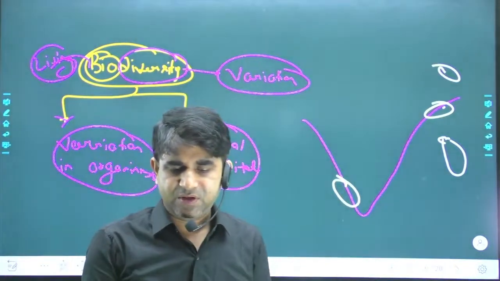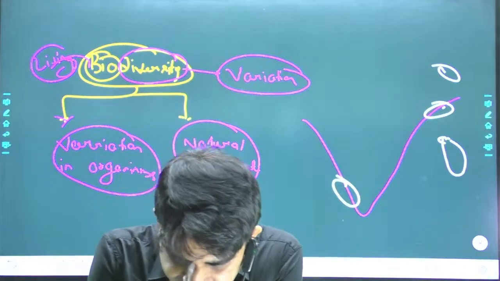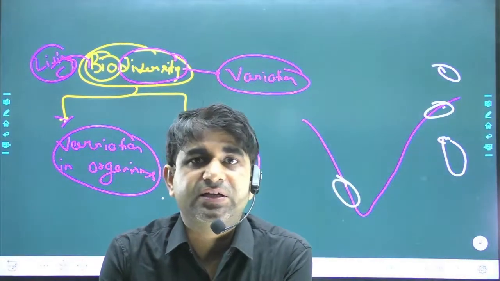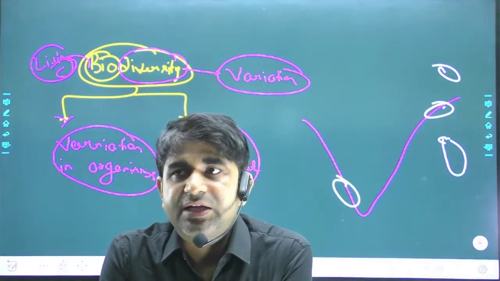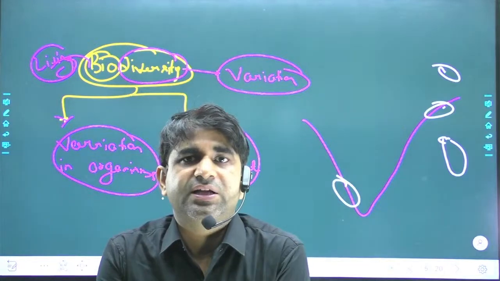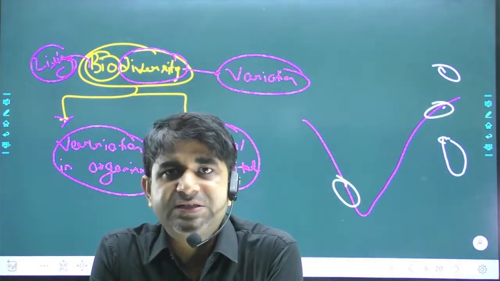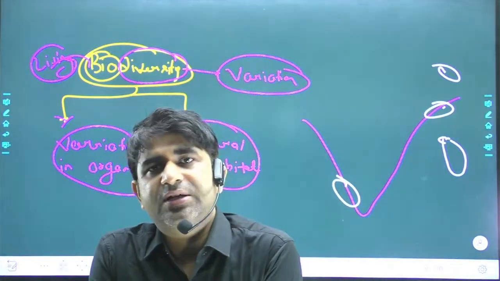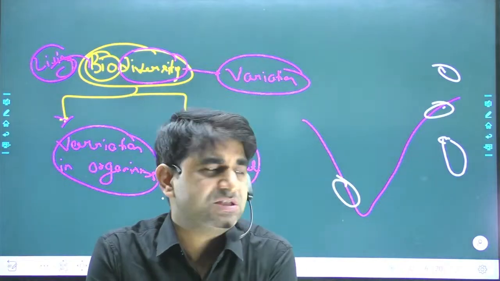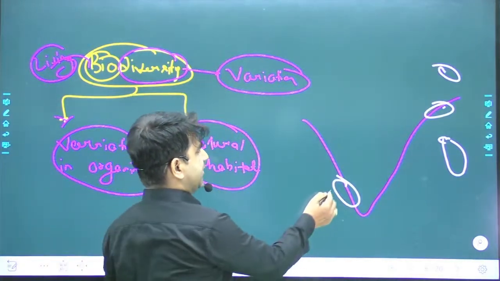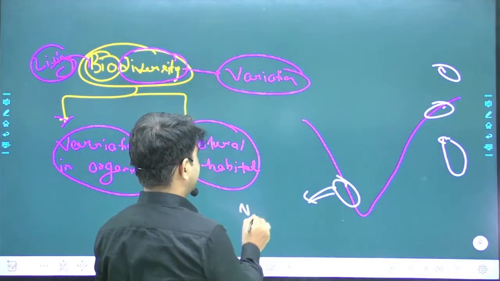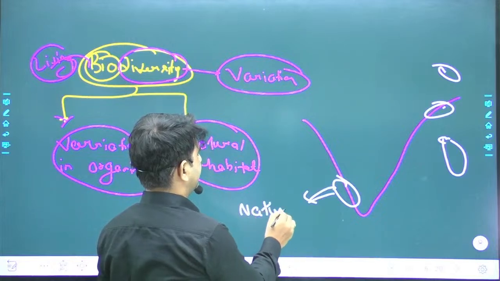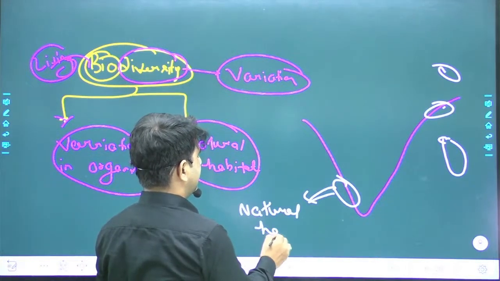Now you will ask, why are these important? These are important because in these areas there are huge variations of species at a specific time. Why do they have such huge variations? Because these are natural habitats.